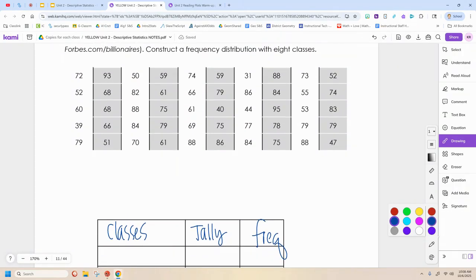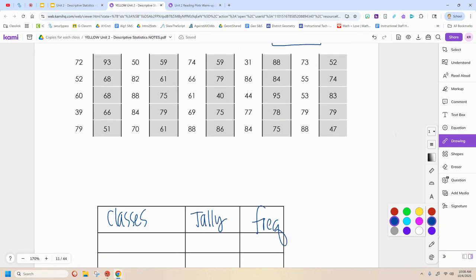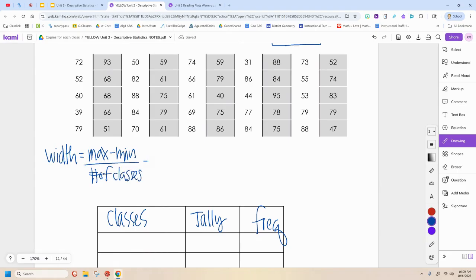All right, so folks, we got to figure it out. They told us something important, right? They told us there are going to be 8 classes. That's the most important piece of information for our formula, because to do the width, so here we go. The width is equal to max minus min divided by the number of classes. This is what's going to be on that formula sheet. All right, so we know that this is going to be the number 8.